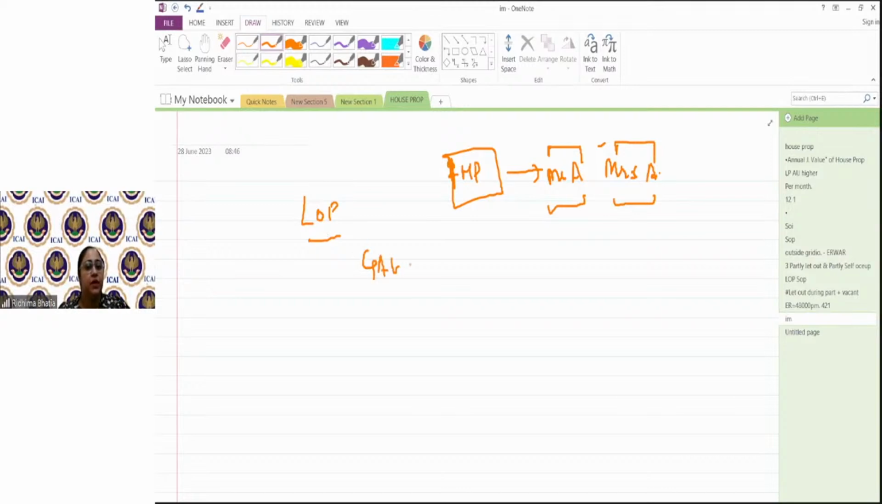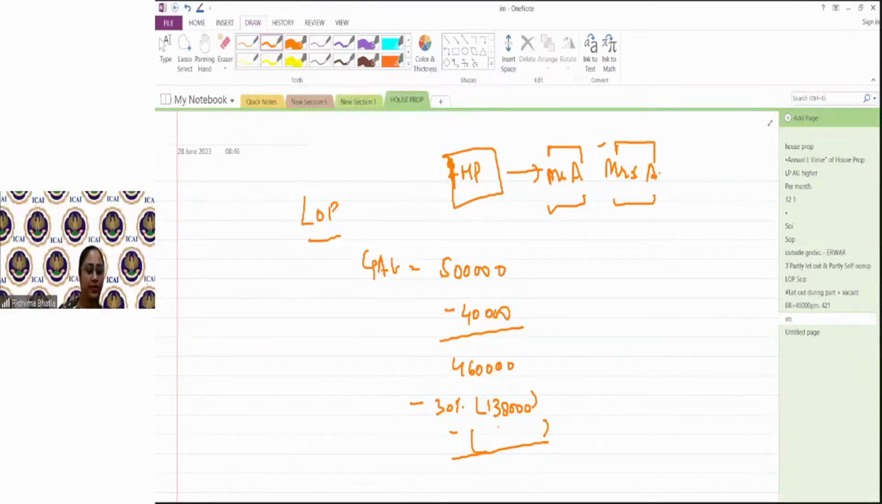So what will I do? Simple. उसका GAV निकालूंगी. Suppose उसका GAV is 5 lakhs. उसमें municipal taxes are paid are 40,000. So it comes to 4,60,000. Then इस पे standard deduction लूंगी 30%, which comes to 1,38,000. And then I will compute its interest. Now suppose interest is coming to, ये पूरा property का है, okay? Suppose interest is coming to 1,20,000. So my income of the property comes to 2,02,000.